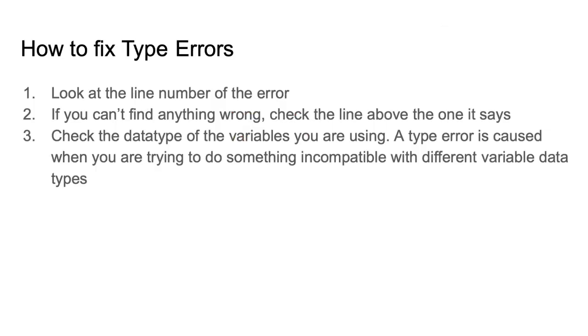So to summarise how to fix type errors, you look at the line number of the error, look what you're doing on that line. And if you can't find anything wrong, check the line above, just in case. Check the data type of the variables you are using. A type error is caused when you're trying to do something incompatible with different variable data types.